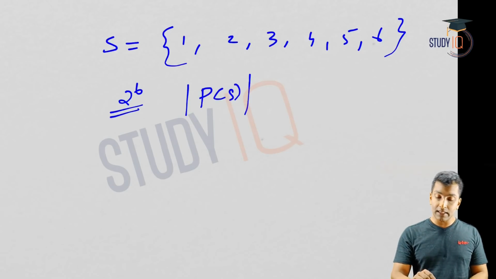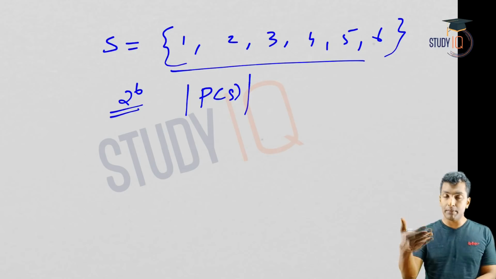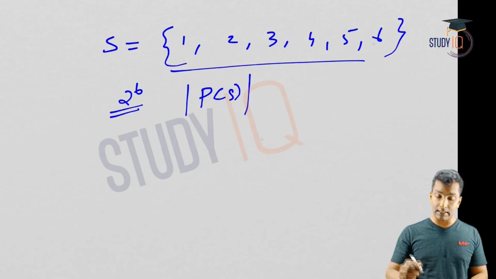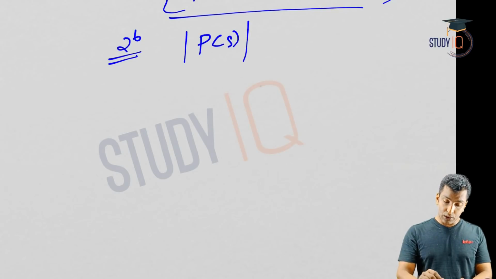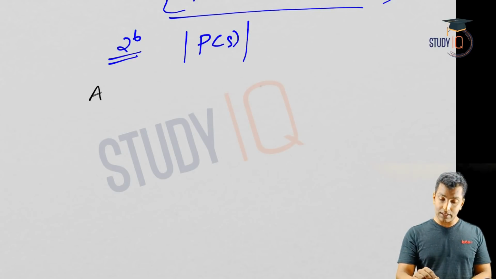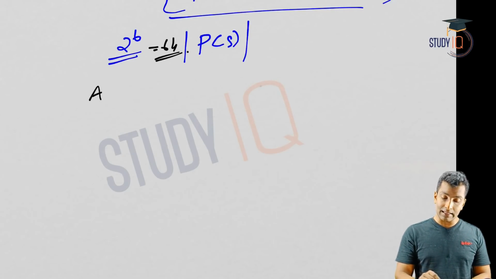What is a power set? The power set is the set of all the subsets. I am hoping that you're understanding all these things. Now let me take a few cases. So let me define a few events. This 2 raised to 6 is nothing but 64, so there are 64 events. Let's take a few events and define them.